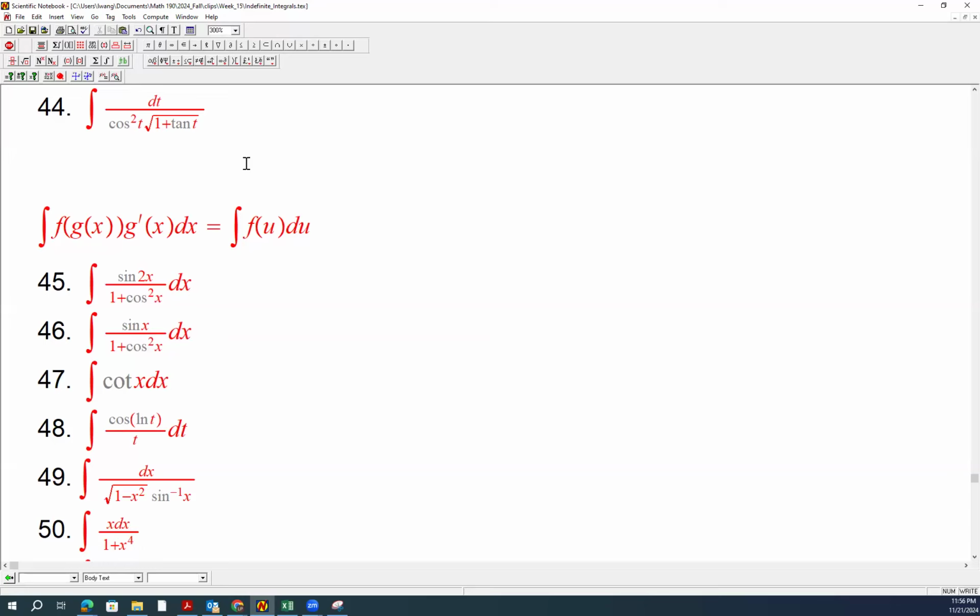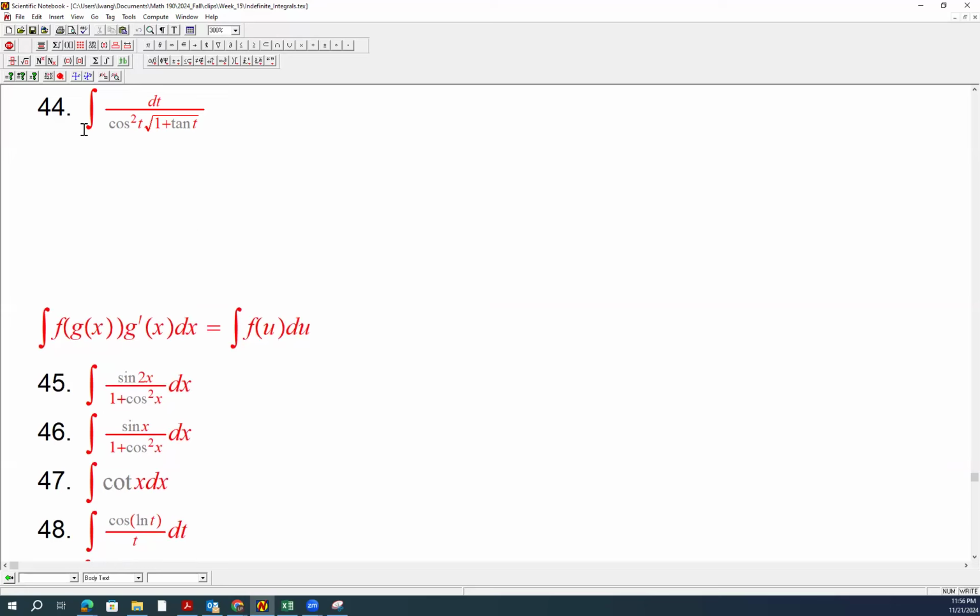All right, so how are we going to do this? It actually uses some other facts. I'm going to first introduce u. I think our first instinct is to take 1 plus tangent t as u, so that will reduce the question. And du equals secant squared t dt, right?